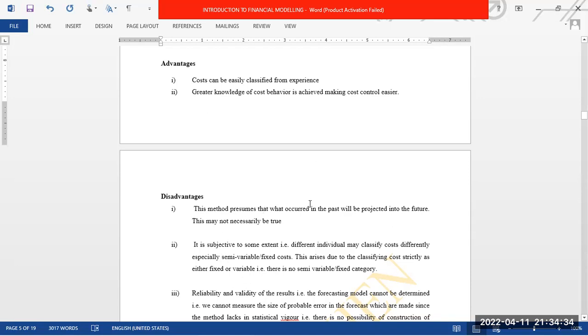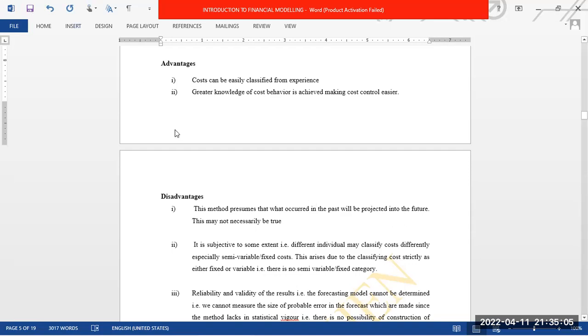The second disadvantage of using this approach is that it is subjective to some extent. E.g., different individuals may classify costs differently, especially semi-variable or semi-fixed costs. This arises due to classifying cost strictly as either fixed or variable, e.g., there is no semi-variable or semi-fixed category.